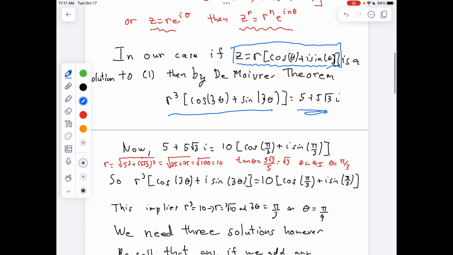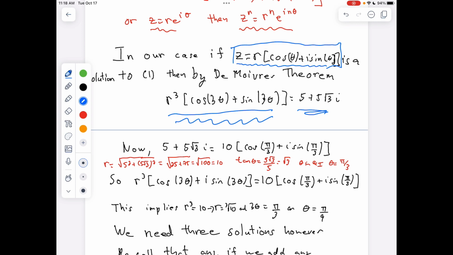Now, the issue is that I want to write the number 5 plus 5 root 3i in polar form, because my left-hand side, r to the third times cosine 3 theta plus i sine 3 theta, is in polar form. So I'm going to rewrite that in polar form, and it's equal to 10 times the cosine of pi over 3 plus i sine of pi over 3.